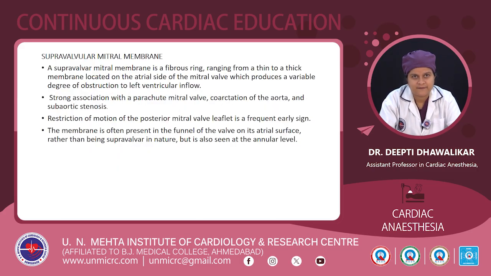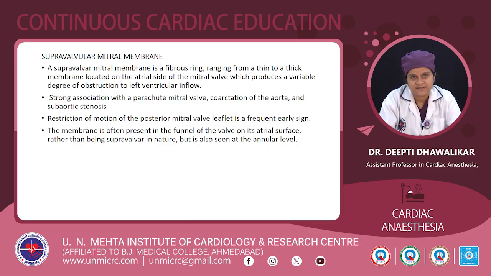Next is supravalvular mitral membrane. The supravalvular mitral membrane is a fibrous ring, ranging from thin to thick membrane, located on the atrial side of the mitral valve, which produces a variable degree of obstruction to the LV inflow. A strong association with the parachute mitral valve, coarctation of aorta and subaortic stenosis is seen. Restriction of motion of the posterior mitral valve leaflet is a frequent early sign.